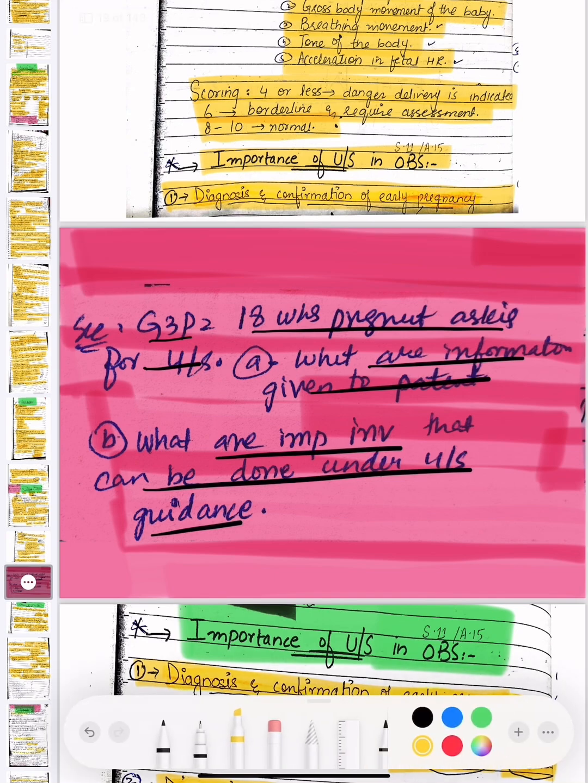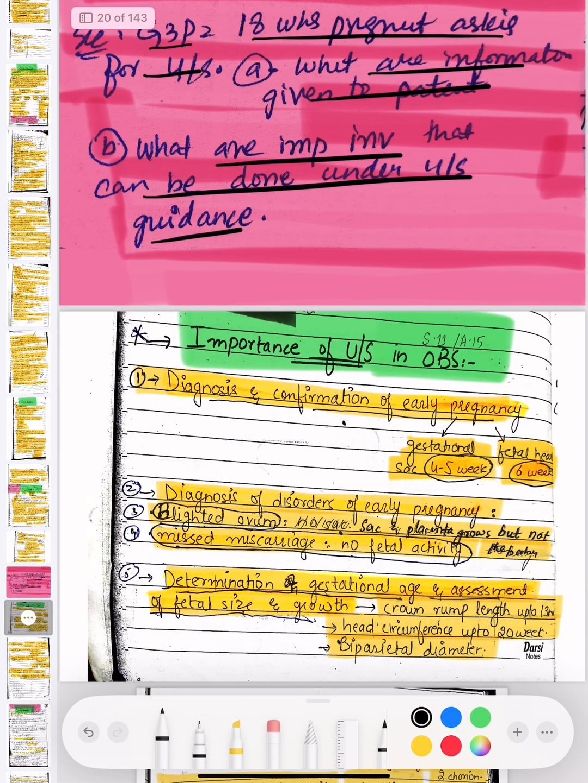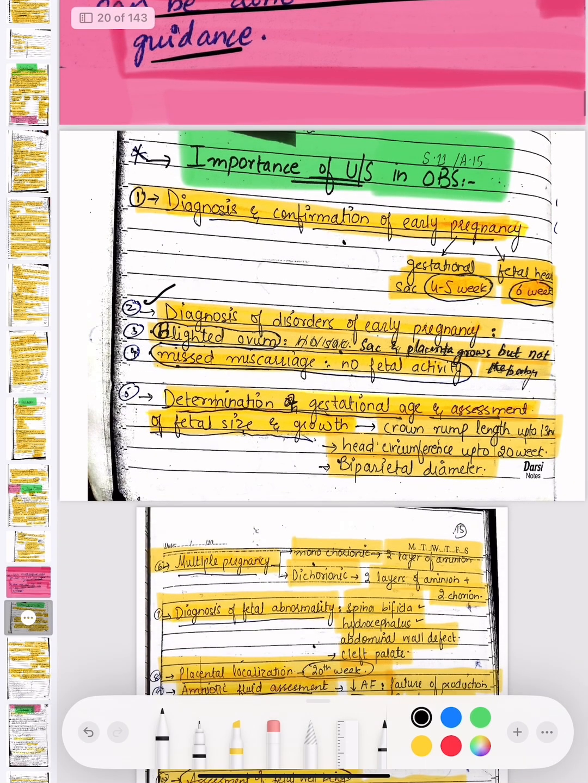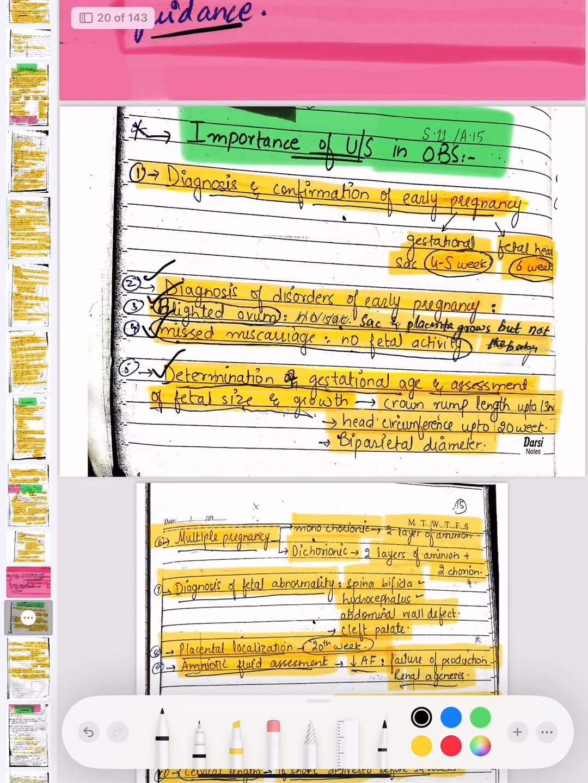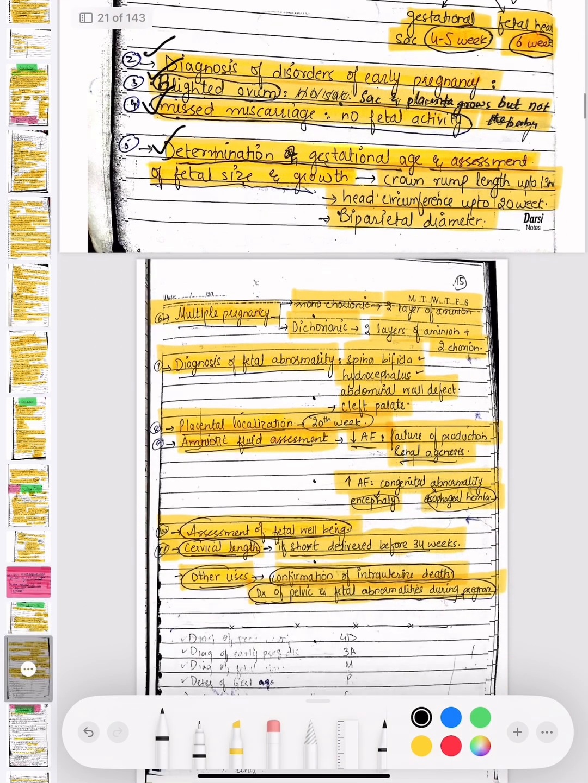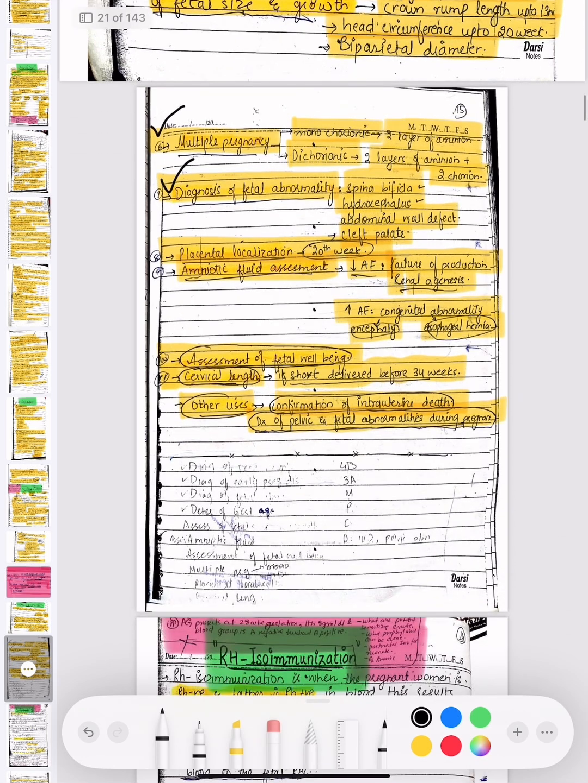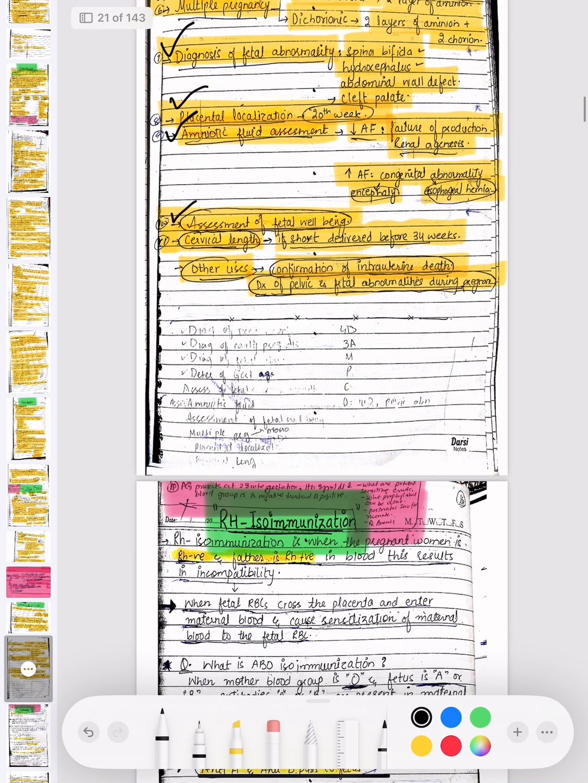It gives us the diagnosis and the complications, confirmation of the pregnancy. Then it gives us the diagnosis of the disorder of early pregnancy. Then it shows about the blighted ovum and miscarriages, the determination of gestational age, and the assessment of fetal size and growth. Then it shows us multiple pregnancy, the diagnosis of fetal abnormality, the placental localization, and the amniotic fluid assessment. It shows the assessment of the fetal well-being, the cervical length, and gives us other uses, that is the confirmation of intrauterine death or the diagnosis of pelvic and fetal abnormalities during pregnancy.